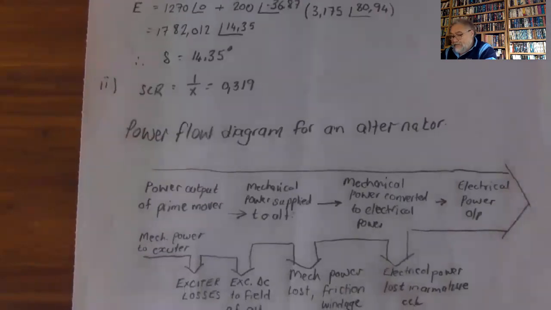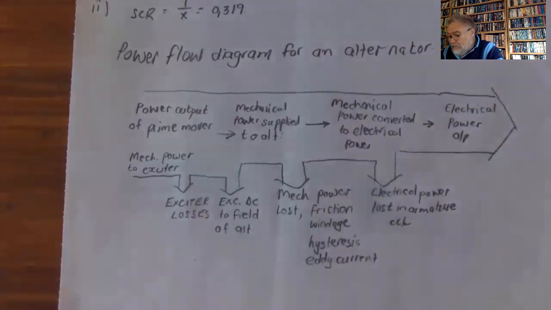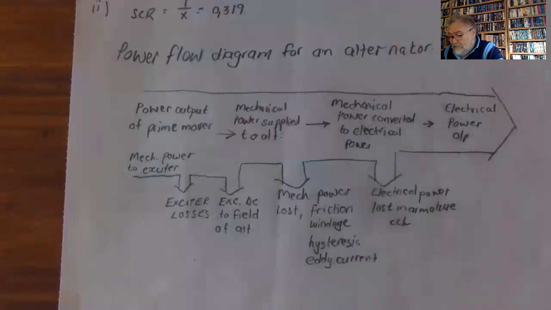Now let's look at the power flow diagram for an alternator. We have the output of the prime mover, which is the input, and also it supplies mechanical power to the exciter. Then we get exciter losses and the excitation DC to the field of the alternator. That leaves us with a mechanical power supplied to the alternator.